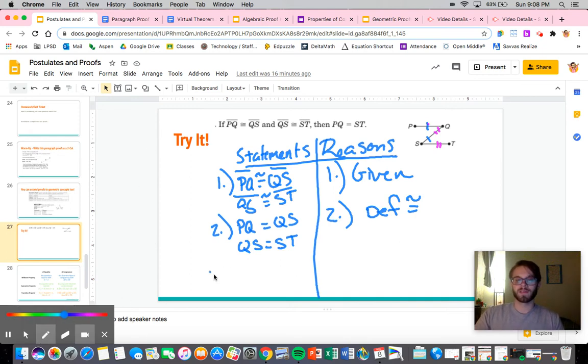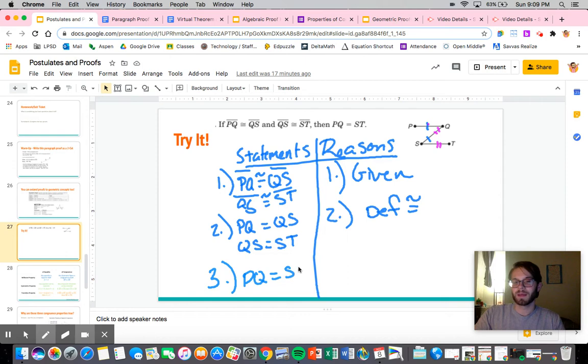All right, so let's finish it up. We're actually almost there. We're going to do this in 4 steps. So, PQ equals QS, QS equals ST. What can we use? The transitive property, right? Yes, so we can use the transitive property.